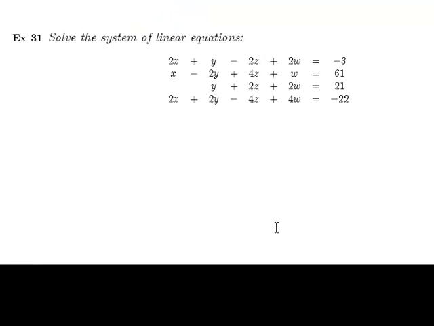So example 31 is a 4x4 matrix. This one would be a lot more work to do by hand. We're definitely going to want to use the calculator for this one. And we have 4 variables, x, y, z, and w. So our coefficient matrix is going to be 4x4, so 2, 1, 0, 2. For the y's, we have 1, -2, 1, 2. -2, 4, 2, -4. And finally 2, 1, 2, 4.